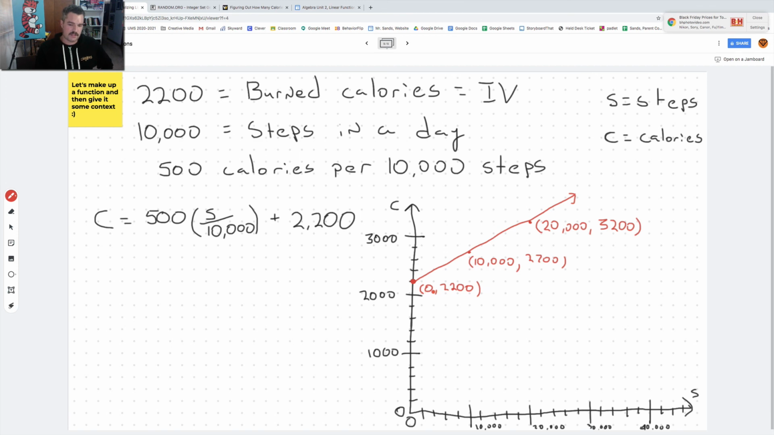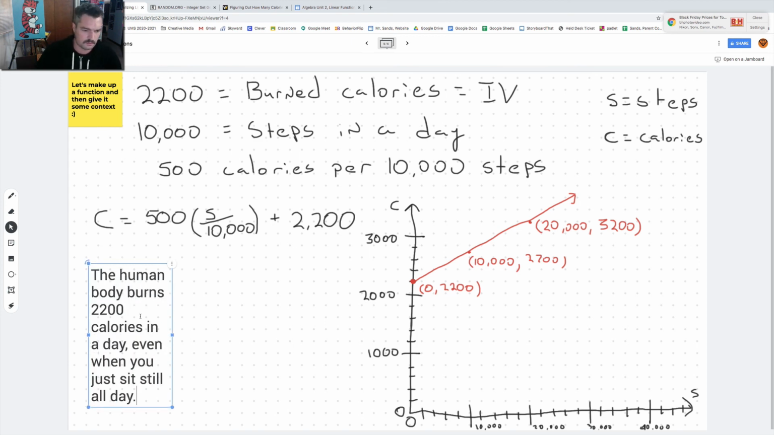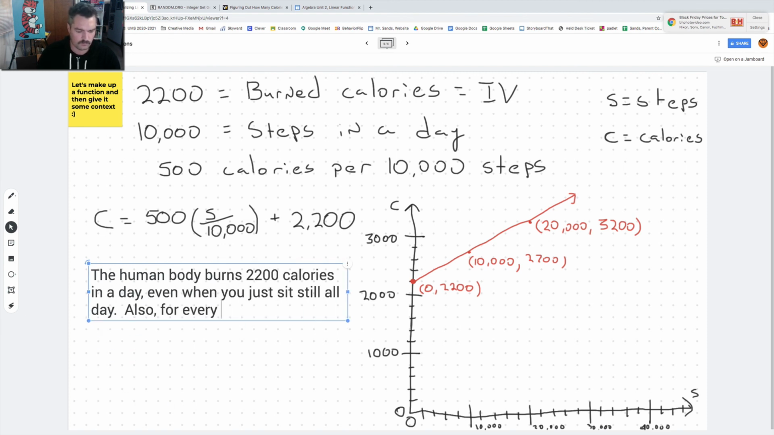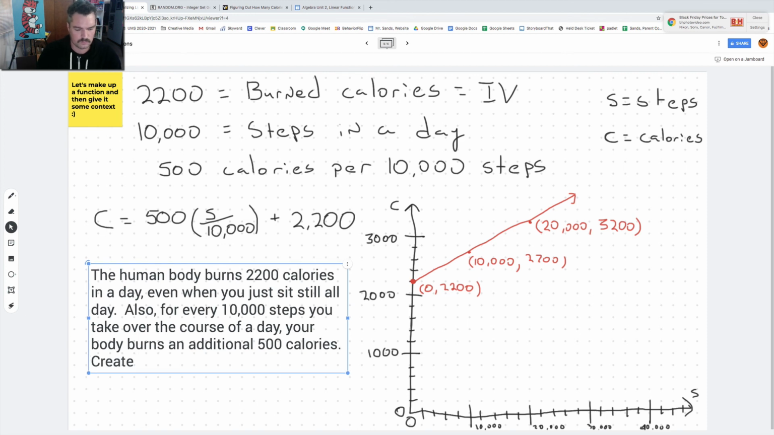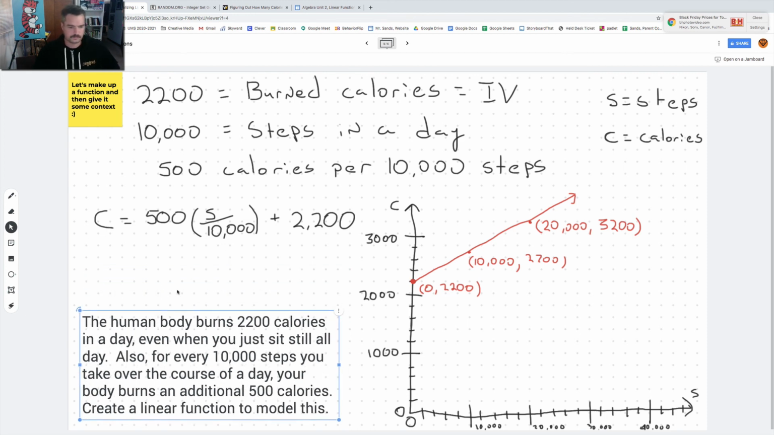So we have 3 points on this line. Here's how many calories I burn if I take no steps in a day. Here's how many calories I burn if I take 10,000 steps in a day. Here's how many calories I burn if I take 20,000 steps in a day. So my problem could be written out in story format, maybe something like this. So this is really kind of what it would be right here.